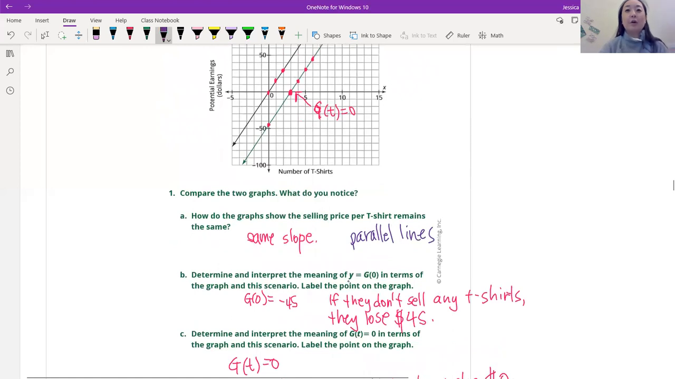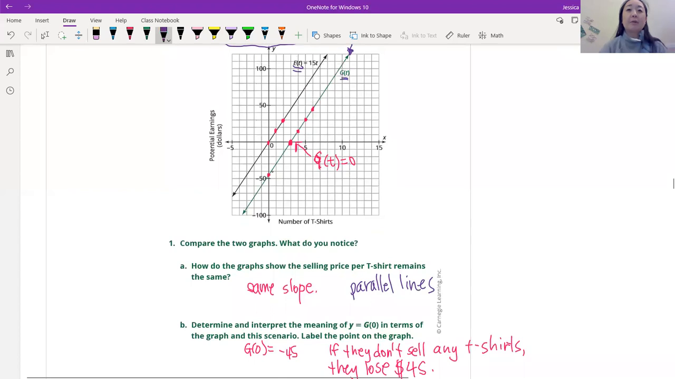So it says, what is G of 0? G of 0 is this part right here. G of 0 is equal to what? Negative 45. What does that mean? When you sell no t-shirts, that's your 0 right here. When you sell no t-shirts, how much do we earn? Negative $45. So we're in the hole 45 bucks, bad days.